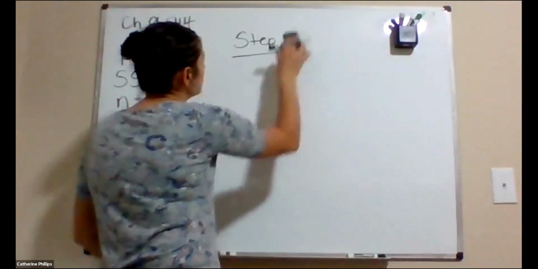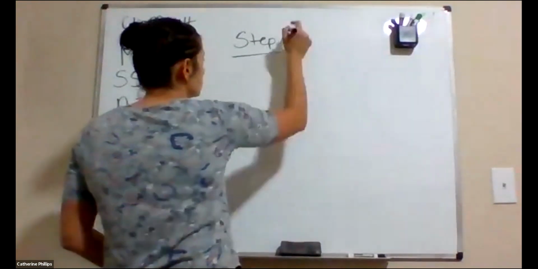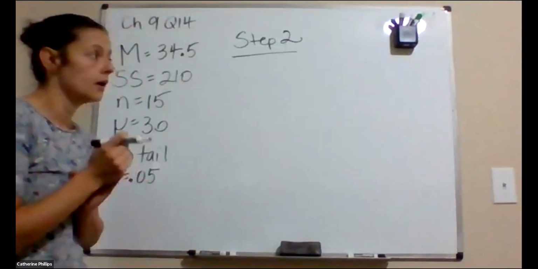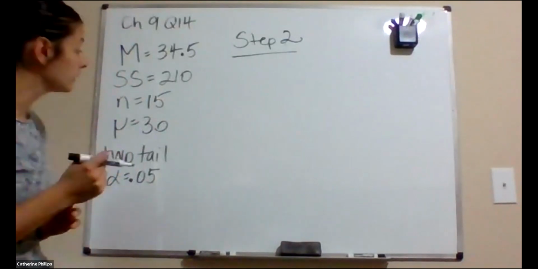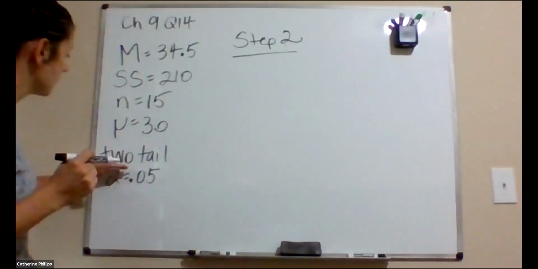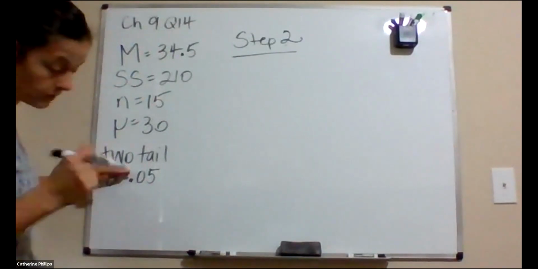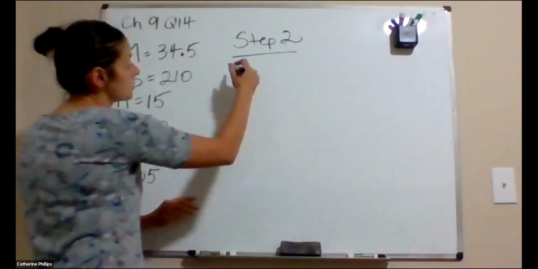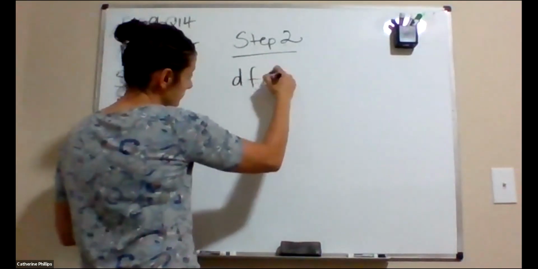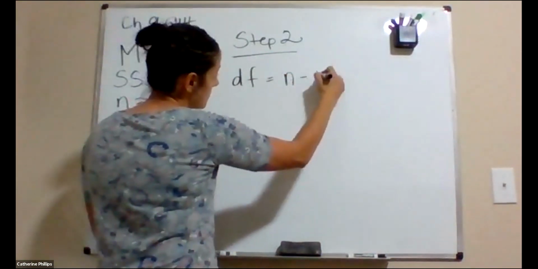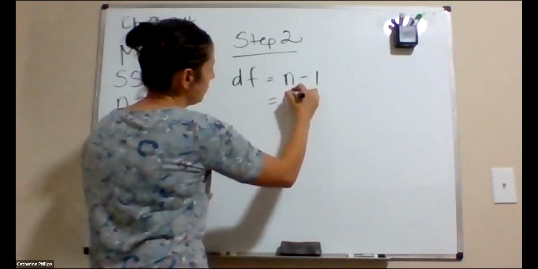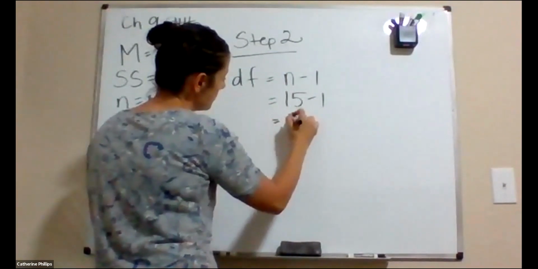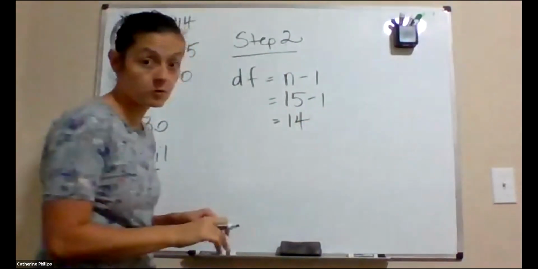Step 2. Find our critical values. In order to find the critical values, we need to have a two-tailed test. We know that. We have an alpha of 0.05. We know that. We need our degrees of freedom, which is n-1. We have 15 birds. So 15 minus 1, our degrees of freedom is 14.